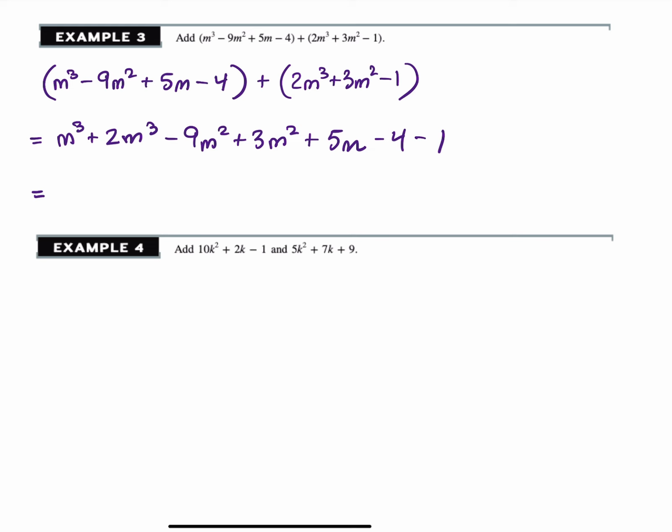So 1m cubed plus 2m cubed will give us 3m cubed. We have negative 9m squared plus 3m squared. So that will give us negative 6m squared, negative 9 plus 3. We have that lonely 5m, which will stay the same. And then negative 4 minus 1 will give us negative 5. So we just want to combine like terms together.